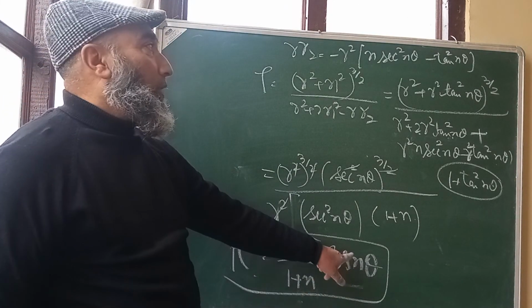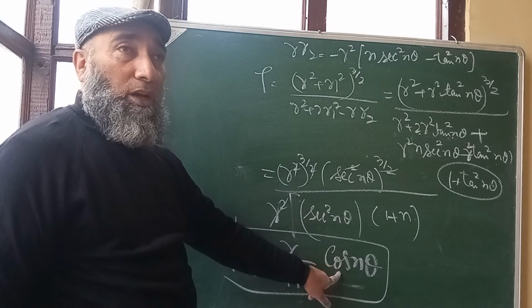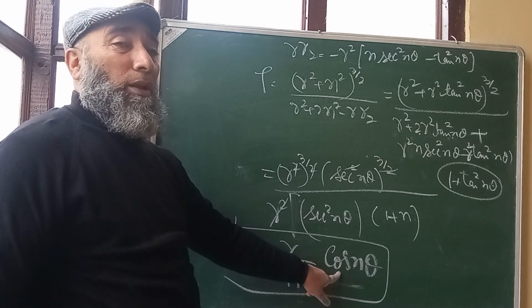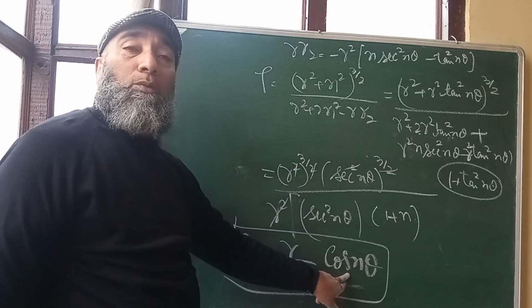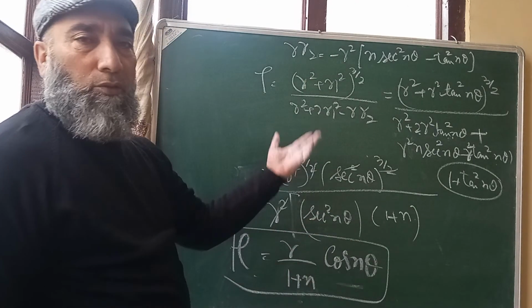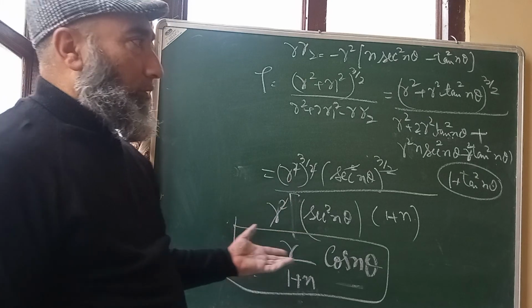You can further simplify it because you know from your first question, r^n is a^n cos n theta. So you can find cos n theta and substitute over here. Likewise, you can solve each and every question.